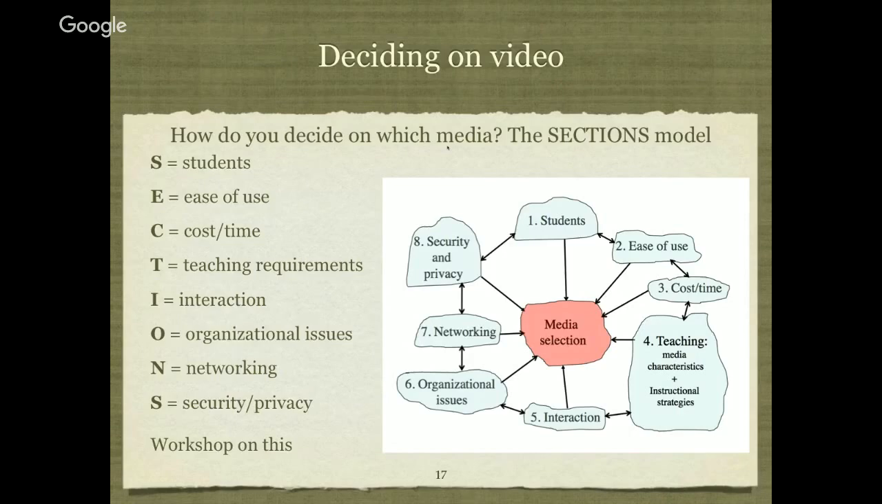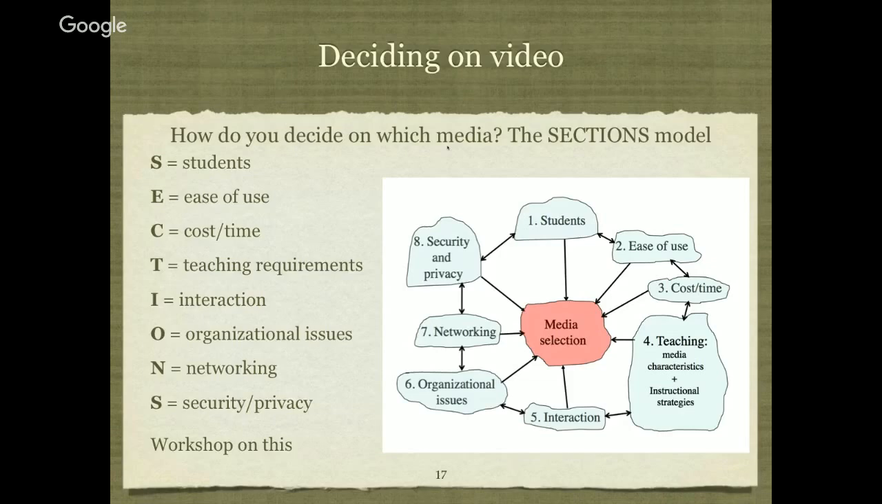I mentioned the teaching characteristics. How much does it lend itself to interaction? What kind of activities can you build in with this medium? What are the organization issues? Do you have professional staff to help you? Do you have a budget for doing this? How much does this help students to network and communicate with one another? Not interaction so much with the medium that you're using, but with each other. Some technologies enable that much more easily than others.